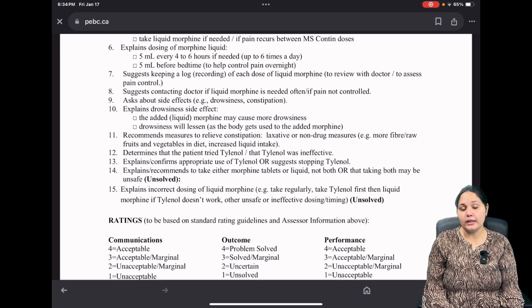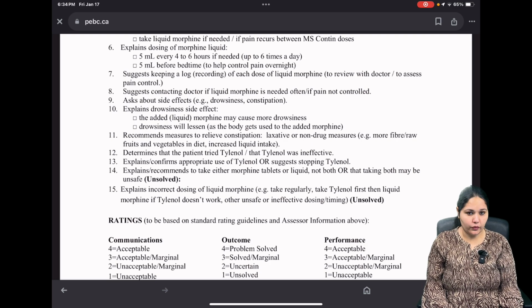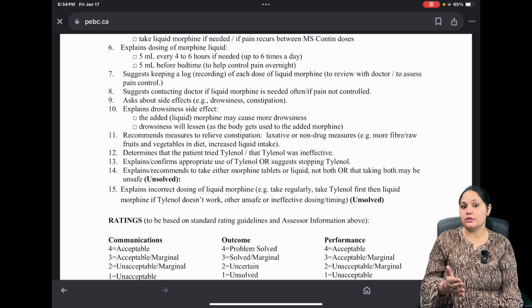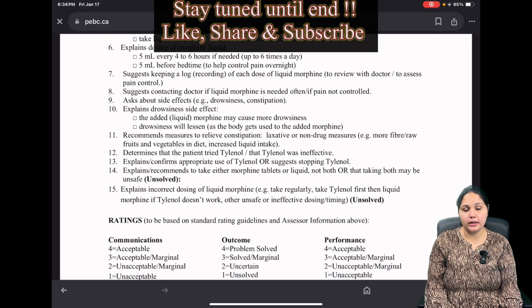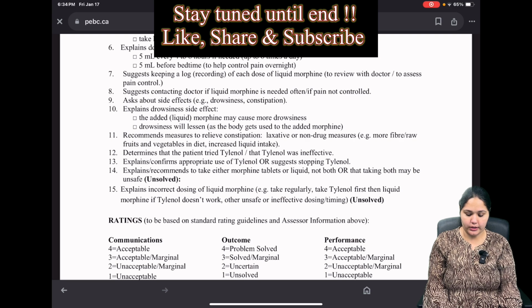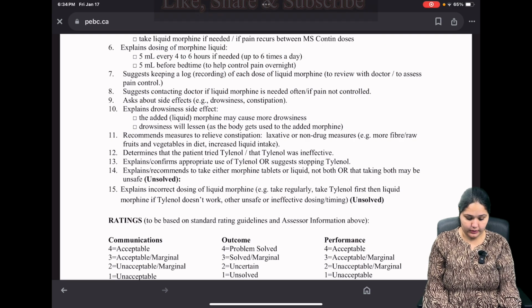And obviously, as I told you, you should ask about over-the-counter medication. Whenever you ask the patient, maybe the patient is going to say, yes, I was taking Tylenol, but it was not effective. Because now the patient is going to take the MS Contin as well as the morphine liquid, there is no need to take Tylenol. You can explain to them to either take the appropriate dose or you can suggest stopping the Tylenol.